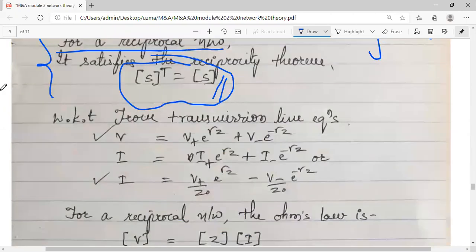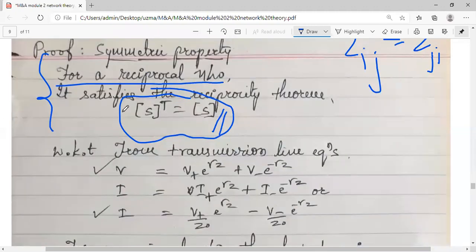So let us prove the property. Let me start with the basics. When we started with module 1, we derived the transmission line equations, if you remember. We know that V is equal to V plus e raised to minus gamma Z plus V minus e raised to gamma Z. This is your equation 1, and this is your equation 2. We have proved these two properties.